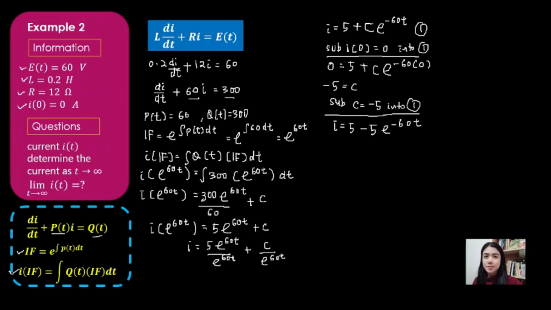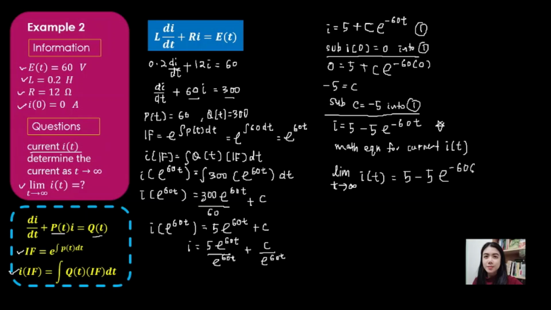So this is the mathematical equation for the current I. Let's look at the last thing that we need to figure out, that is the limit as the time approaches infinity. What is your current? We're going to use this one, so we're going to substitute the t as infinity into here.